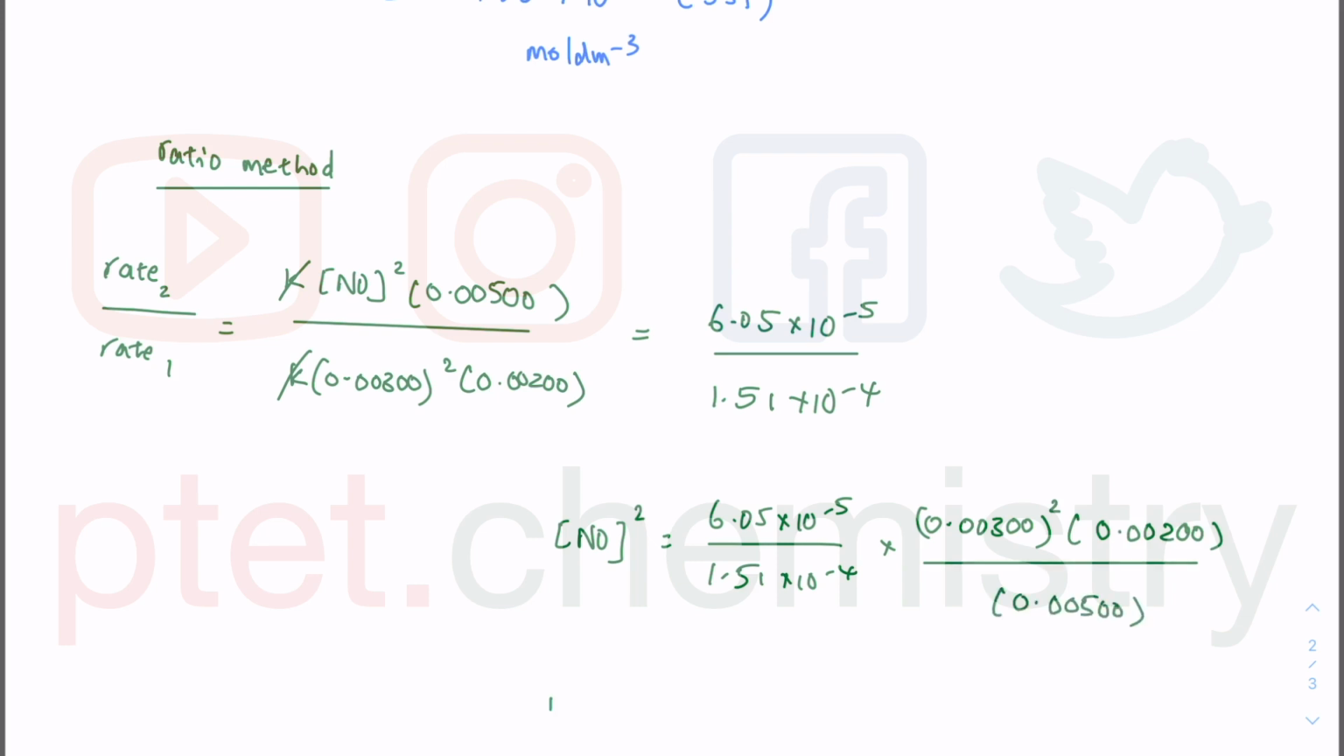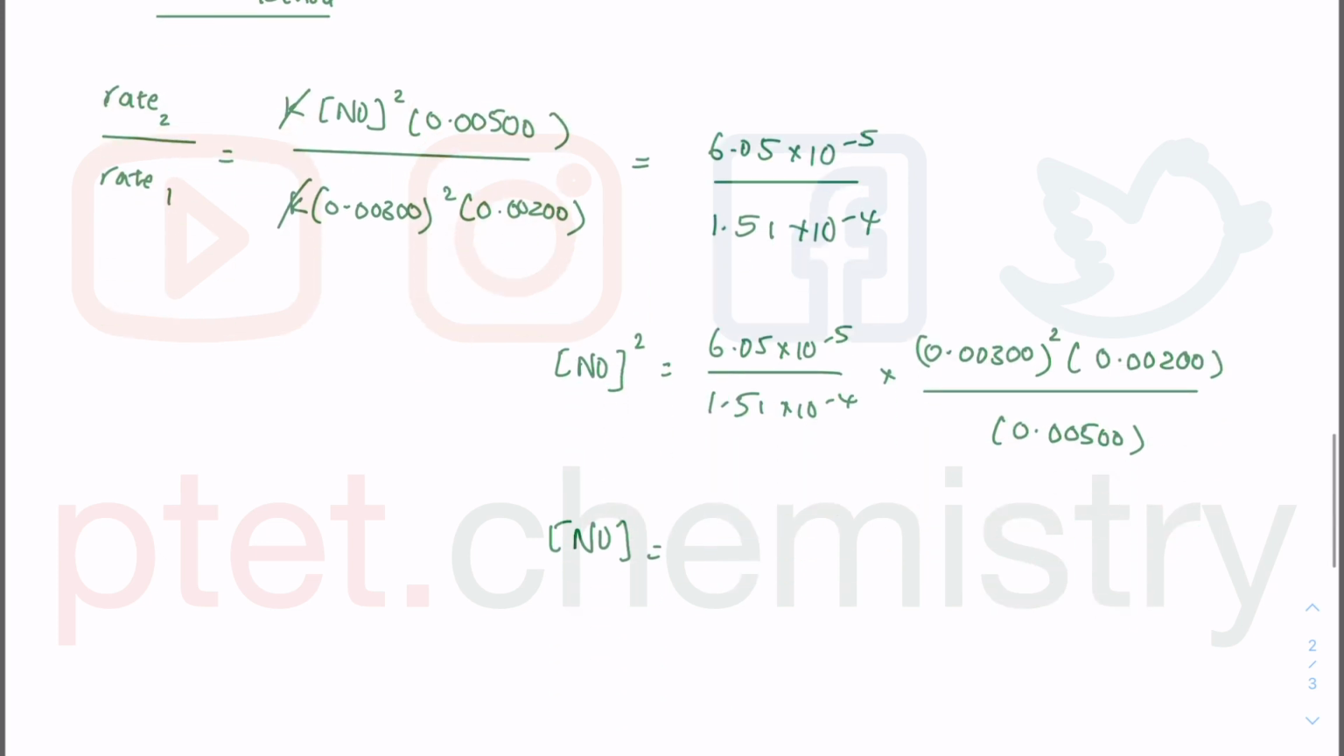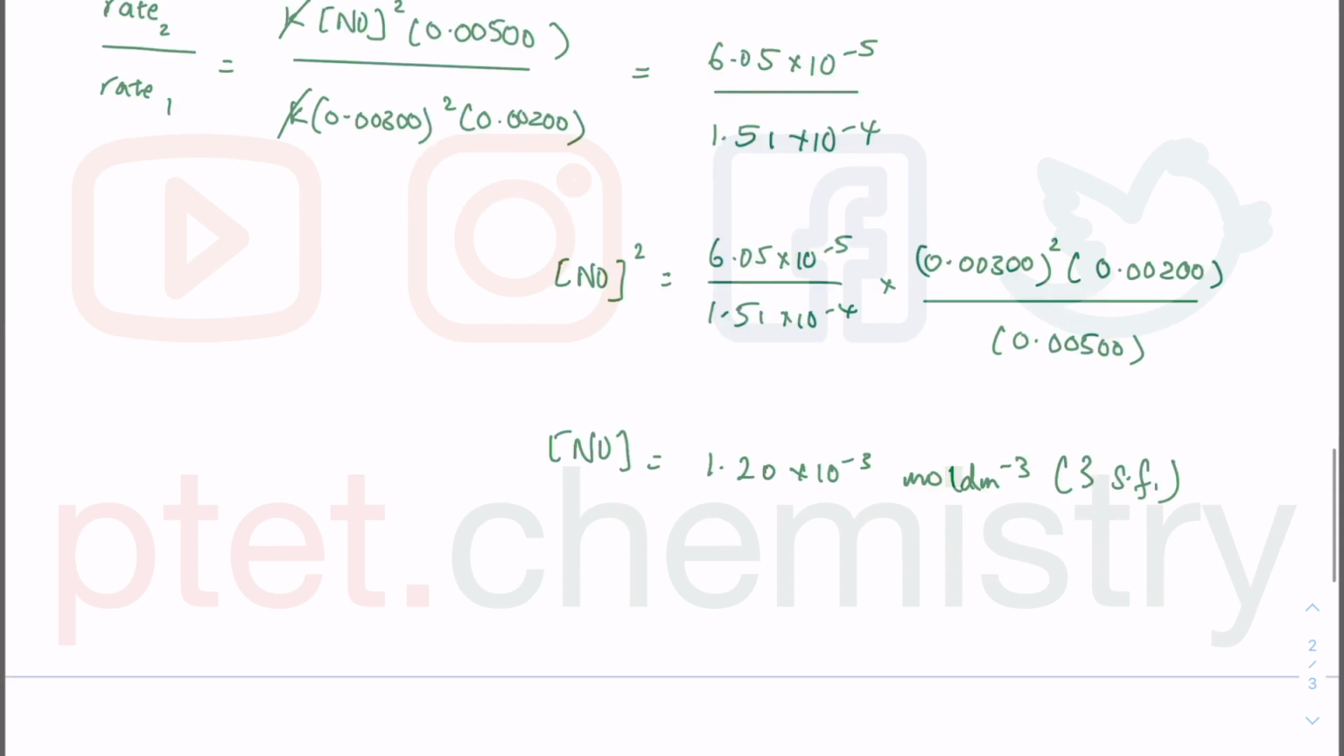Whichever method you use, do not forget that this is square equal to all of these, and when you want the one without the square, then you have to square root the whole thing, and you will get the exact same answer as 1.20 times 10 to the minus 3 mole per dm cube. If you round it up to 3 significant figures, which is the appropriate number of significant figures based on what the question wants. All right.